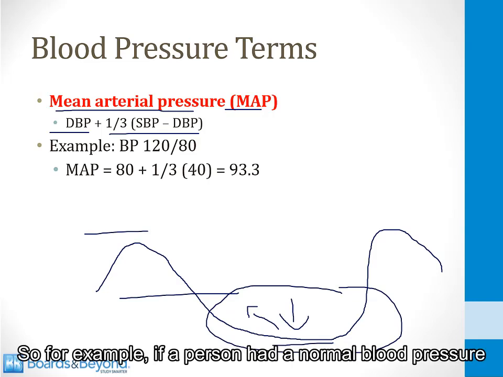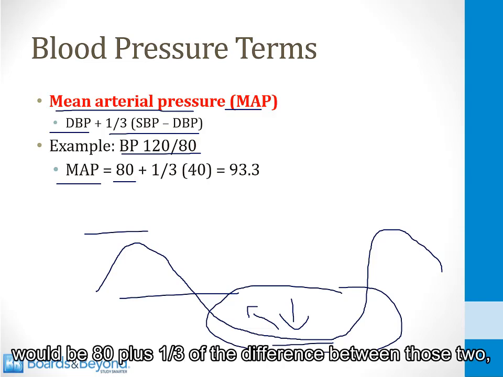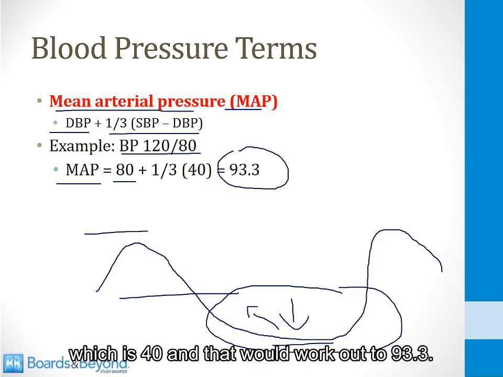So for example, if a person had a normal blood pressure of 120/80, the mean arterial pressure would be 80 plus 1/3 of the difference between those two, which is 40, and that would work out to 93.3.